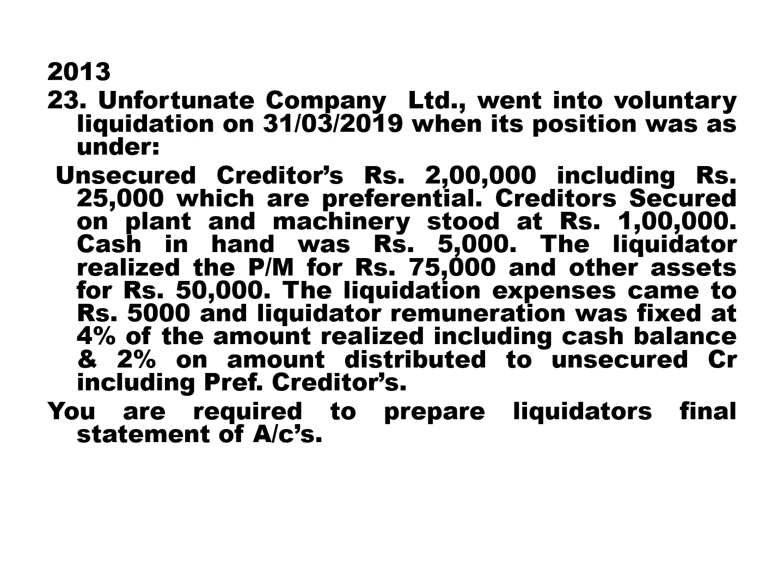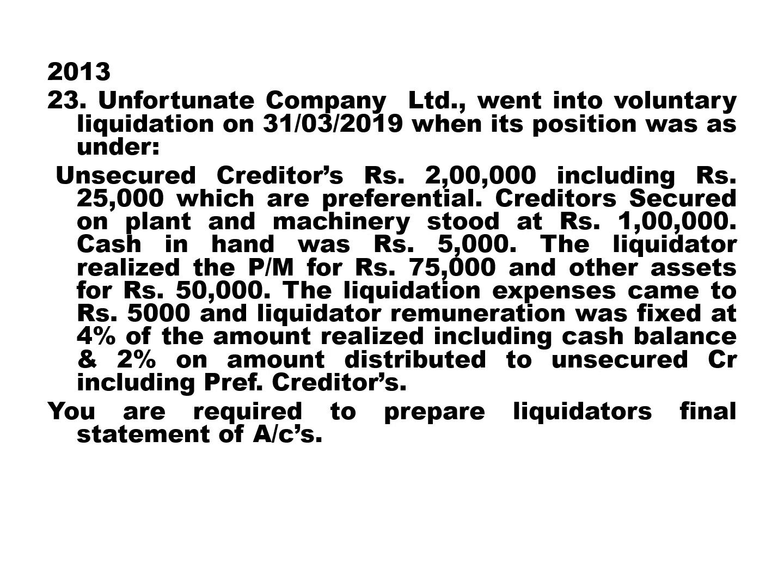Secured creditors secured on plant and machinery stood at 1 lakh. So they are giving you secured creditors separately. Cash in hand was 5,000. Liquidator realized plant and machinery for 75,000 and other assets for 50,000.